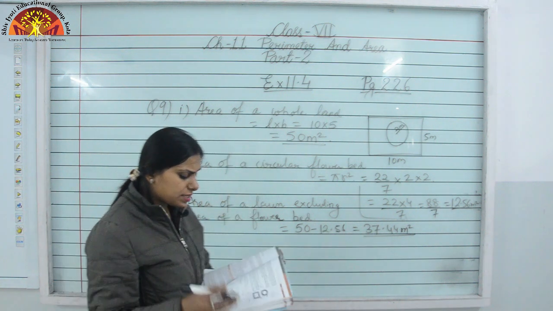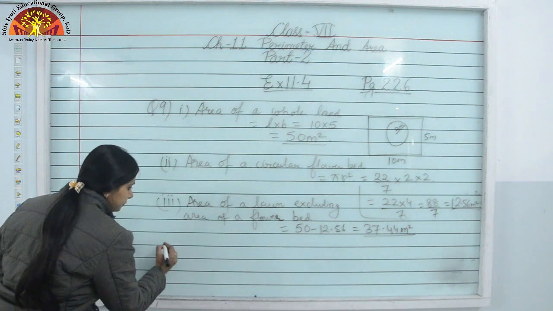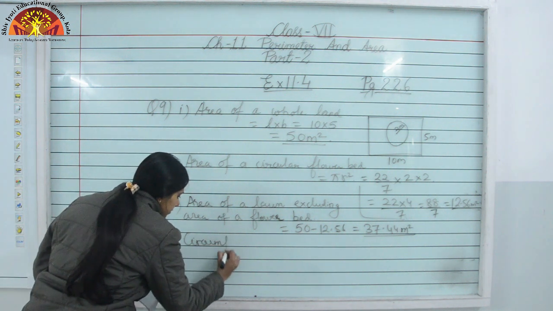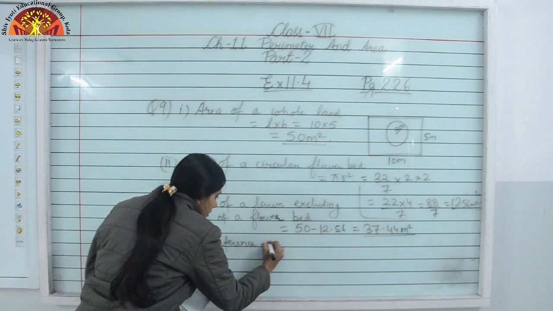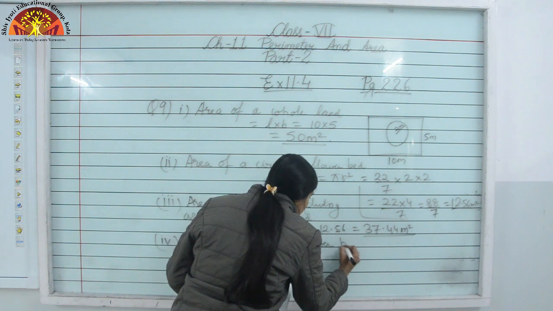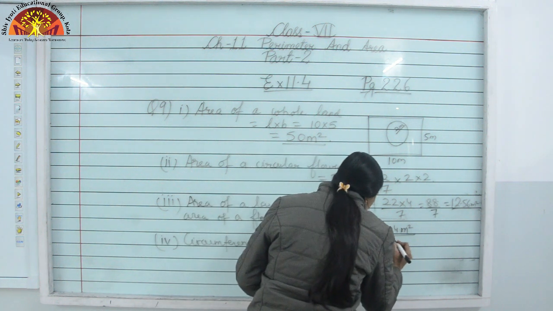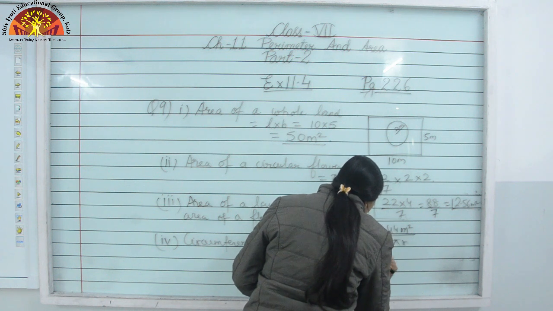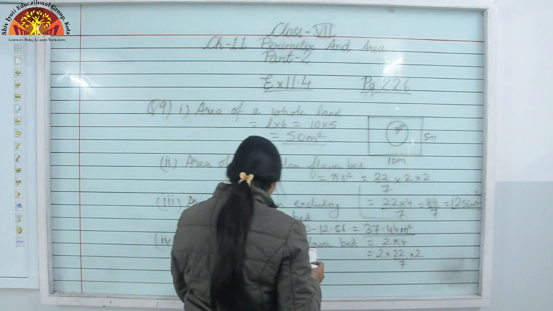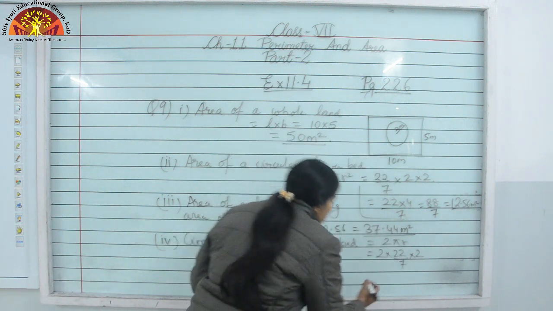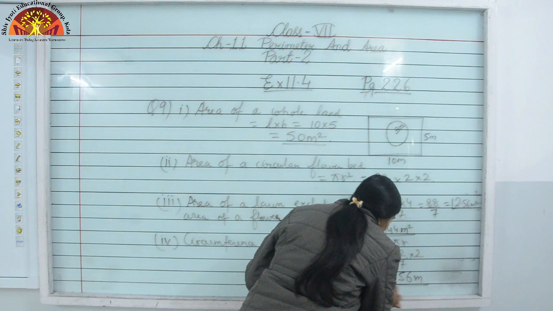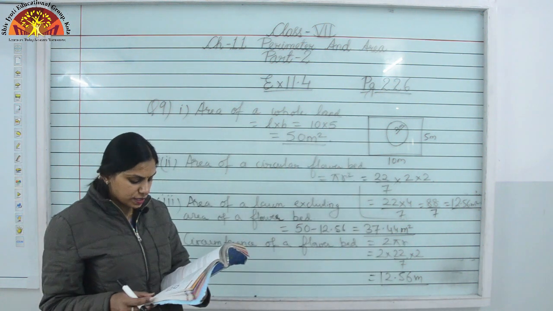Now the last part, circumference of the flower bed. Circumference of the flower bed is equal to 2 pi r, that is 2 into 22 upon 7 into 2, okay. So what will be the circumference now? So it comes out to be 12.56 meters, okay. Is it clear? So in this way we have just solved the 4 parts.